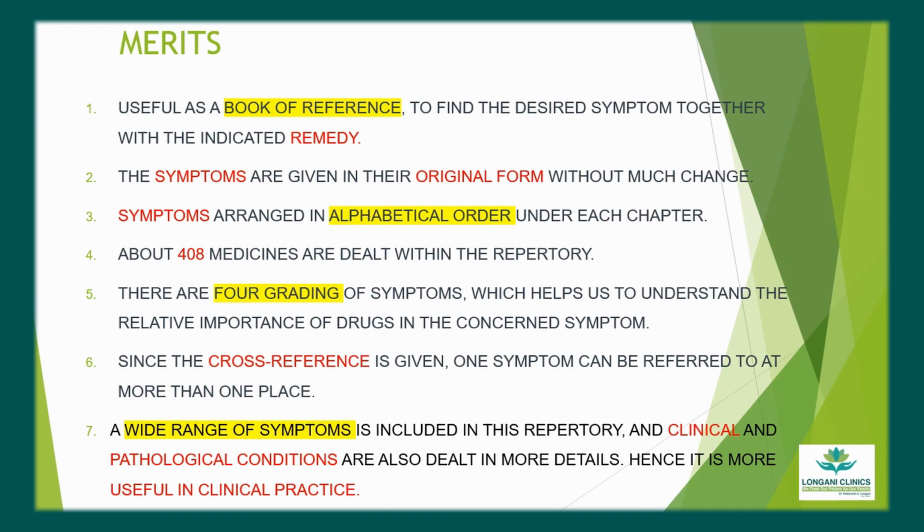2. The symptoms are given in their original form without much change. 3. Symptoms arranged in alphabetical order under each chapter. 4. About 408 medicines are dealt with in the repertory. 5. There are 4 gradings of symptoms which helps us to understand the relative importance of drugs in the concerned symptom. 6. Since the cross-reference is given, one symptom can be referred to at more than one place.